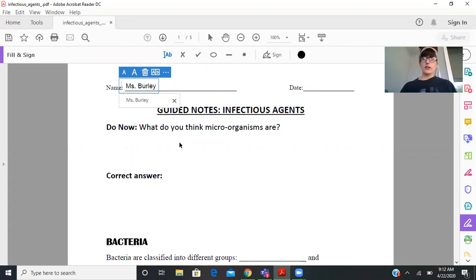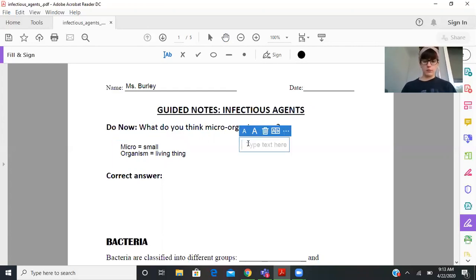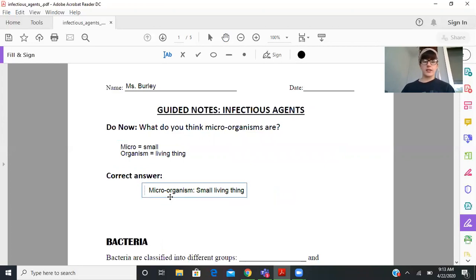Our do now is actually from something we would be doing in class. A microorganism: the word micro means small. And an organism, as we learned last week in our six characteristics of life guided notes, is a living thing. So when I put these together, a microorganism is a small living thing. It's so small that I can't see it with the naked eye. You need a microscope to see a microorganism.